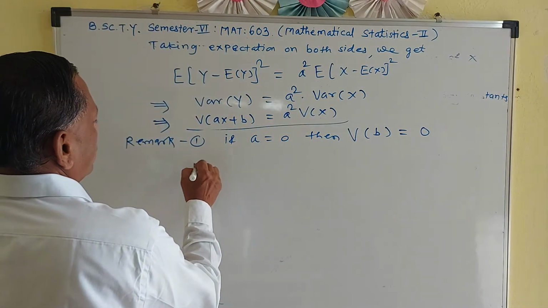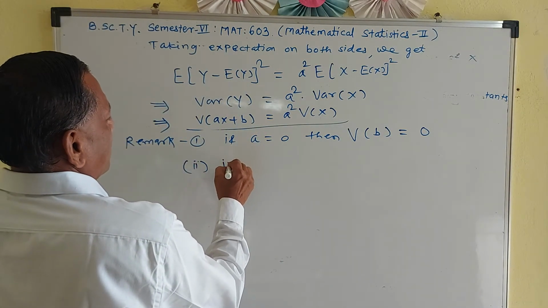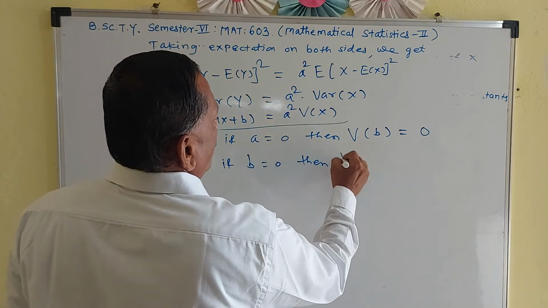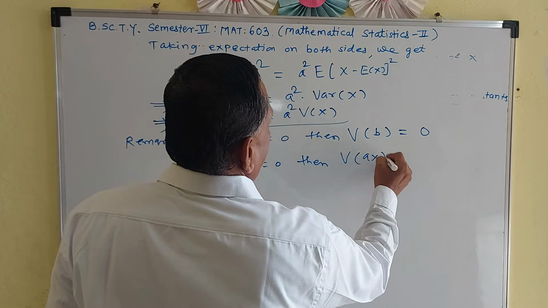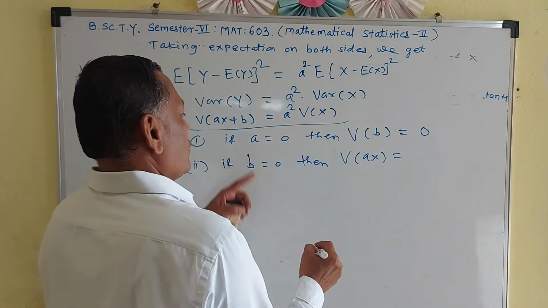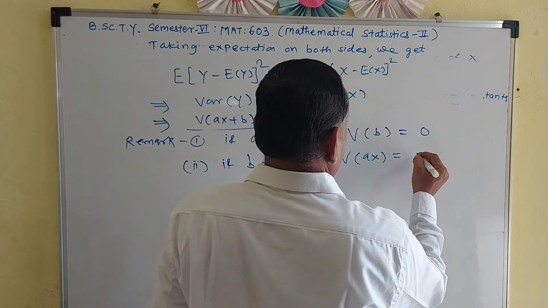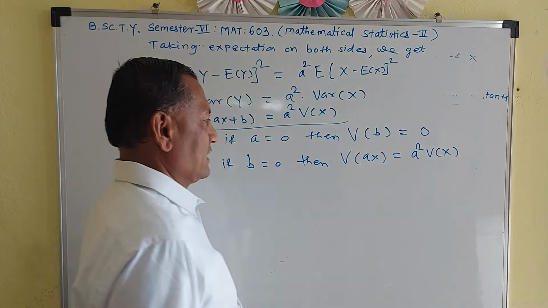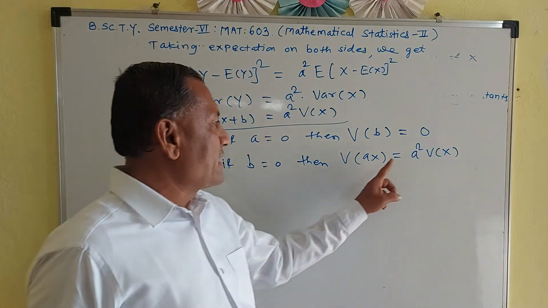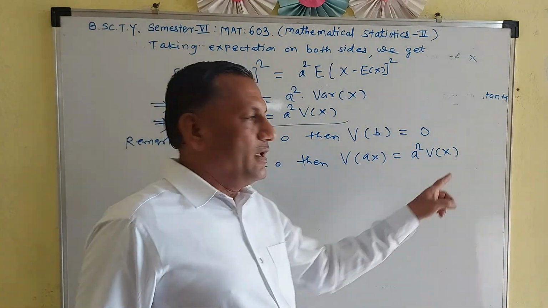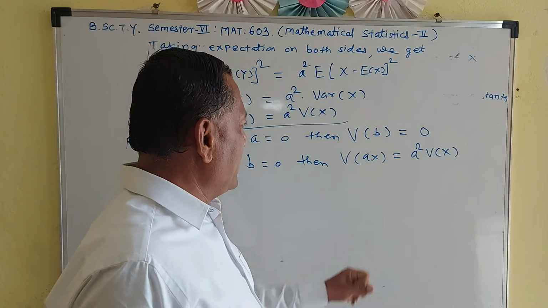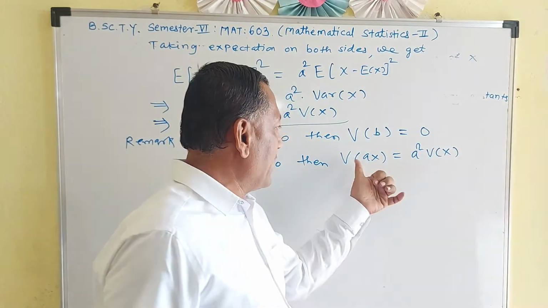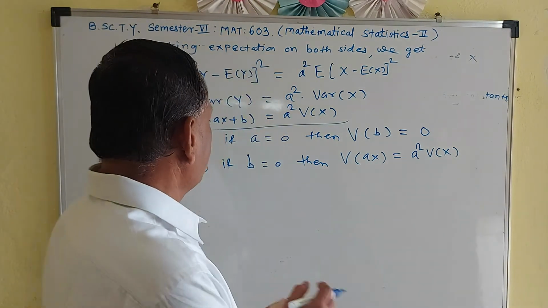Number 2, if b is equal to 0, then variance of ax is equal to a square into variance of x. When b is equal to 0, it means variance is independent of change of scale. Variance is independent of change of scale.